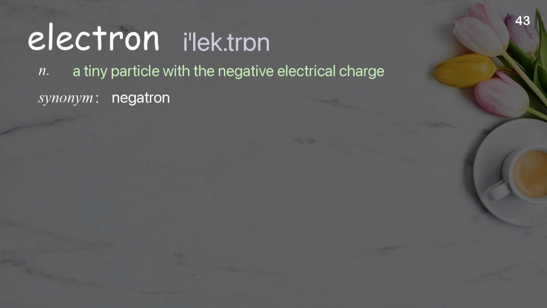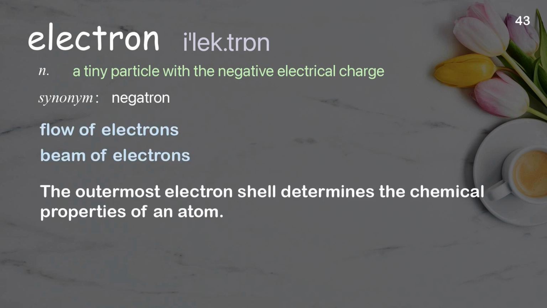Electron. A tiny particle with a negative electrical charge. Examples: Flow of electrons, beam of electrons. The outermost electron shell determines the chemical properties of an atom.